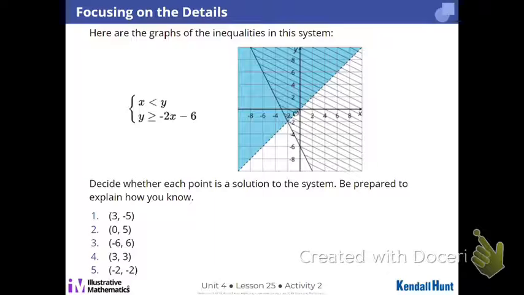Who plotted the points on the graph and just saw if they're in the double shaded area? Okay. So I think that's less work. I'm not afraid of work, but I just think that works really well here. So both ways do work.